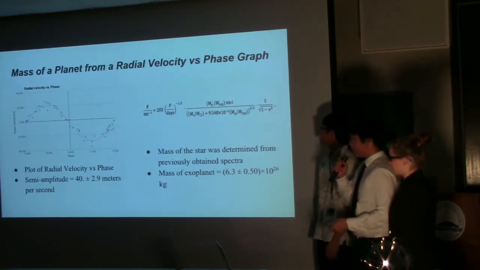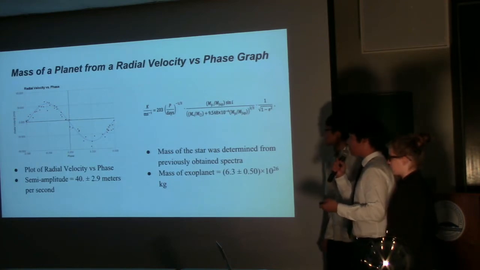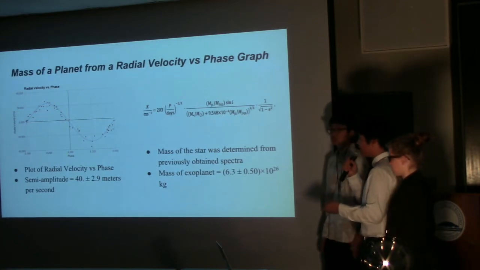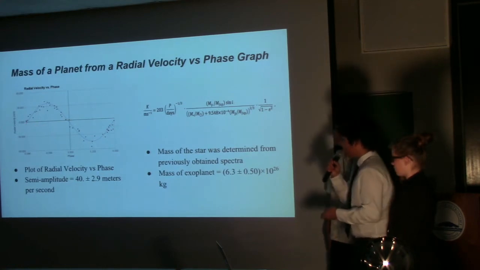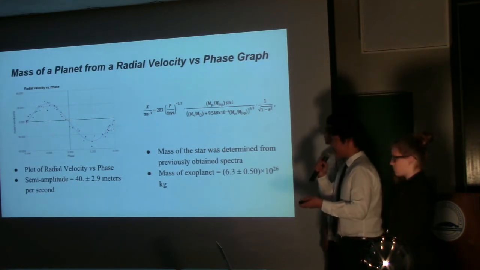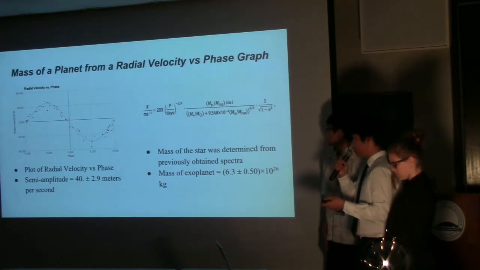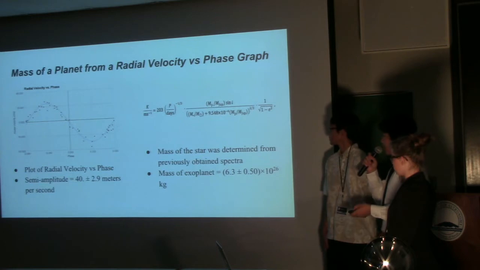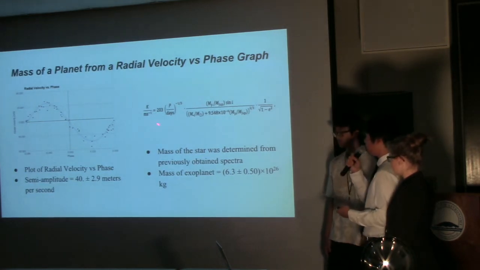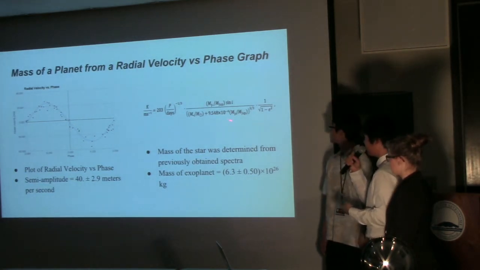So with that period that we found, we were able to plot the radial velocity versus phase. And here, like we said, is a clean sine graph. And from that sine graph, we were able to calculate the semi-amplitude to be about 40 plus or minus 2.9 meters per second. And from that semi-amplitude, we were able to plug that into this formula, which is beautiful.